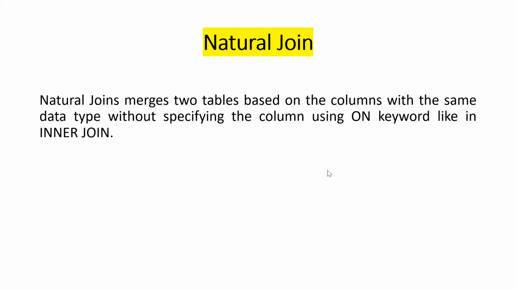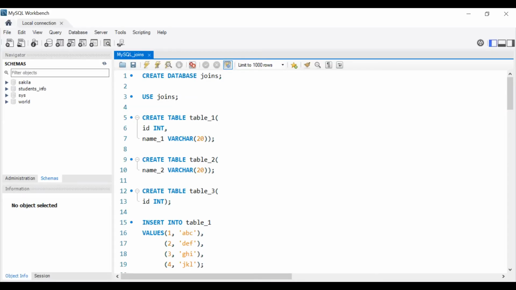Whereas for natural joins, it will be done automatically and it will choose the columns with the same data type. And we'll understand that better when we go to the hands-on. Okay, so to understand that better, we're going first to create a new database. So we write create database and we call it joins. We execute that. We refresh to see the database.